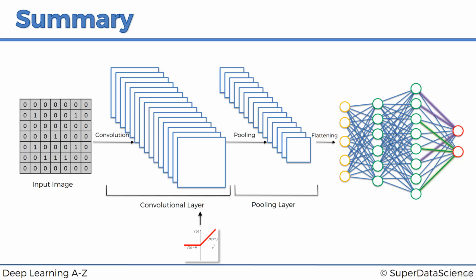Then on top of that convolutional layer, we applied the ReLU, or rectified linear unit, to remove any linearity or increase nonlinearity in our images. Then we applied a pooling layer to our convolutional layer. So from every single feature map, we created a pooled feature map.